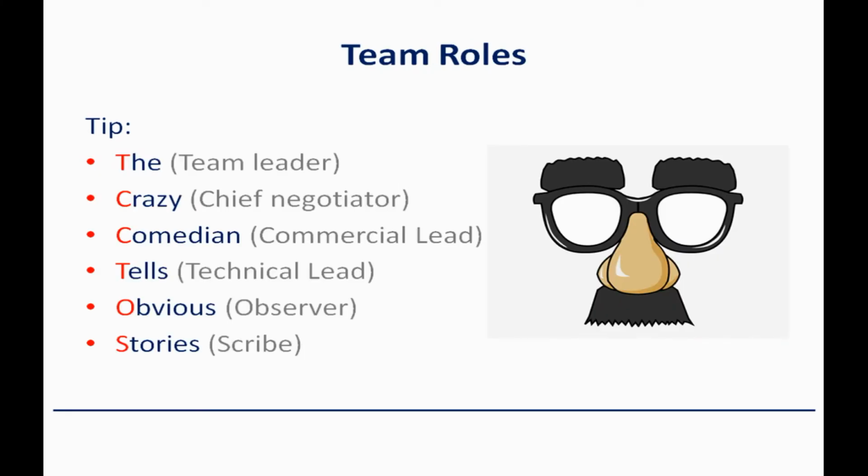The guide then moves on to team roles and mentions there are 6 main actors that may be employed: team leader, chief negotiator, commercial lead, technical lead, observer and scribe. A useful way to remember these roles is to create a mnemonic. In this case, the crazy comedian tells obvious stories. This is supported by a mental image. Here we have a comedy set of glasses with a moustache, and this helps you to remember the mnemonic from the graphic.